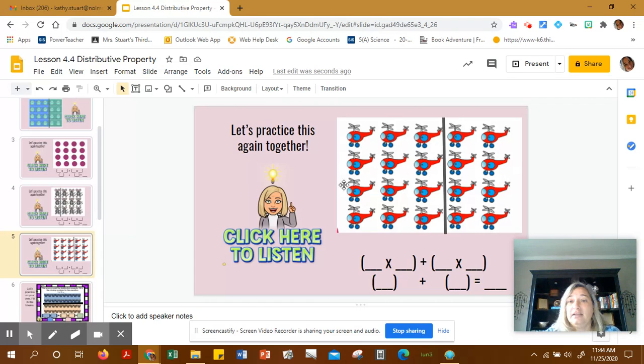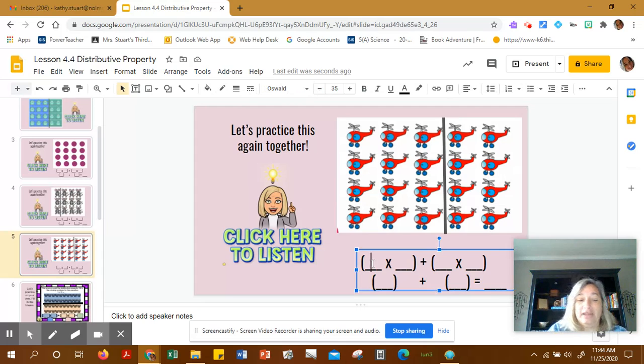Let's identify what this first array is. Figure that out, and when you know it, shout it out. All right, good. There are 4 rows, so that's 4, and there are 3 in each one of the rows. Very good. And let's look at our next array. When you know what that array is, shout that one out. Good. There are 4 rows, and instead of 3, this time there's only 2 in each row. Very good.